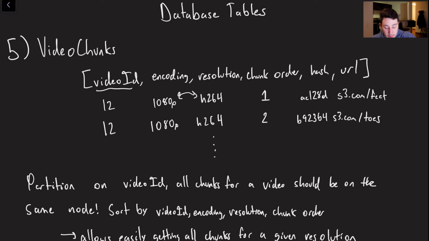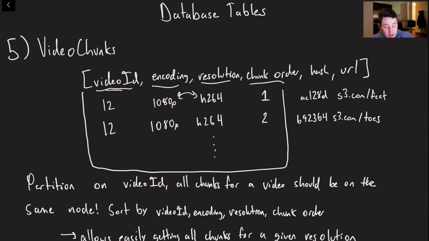Additionally, by sorting by the video ID, encoding, resolution, and then the chunk order, we can basically say, if I have really good internet and I can watch every single clip at 1080p in the H.264 format, I can just go ahead and load all of them. They'll be right next to one another on disk, and that should be a simple query. So again, that allows easily getting all the chunks for a given resolution.